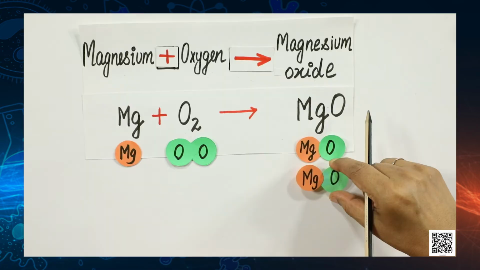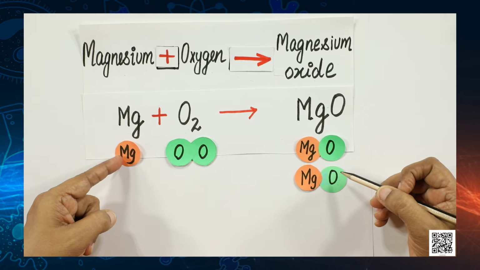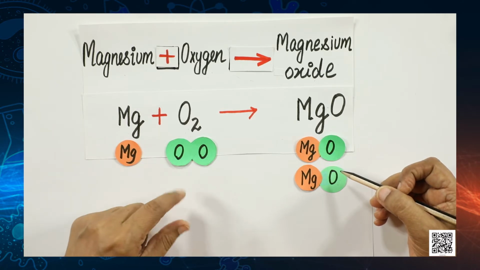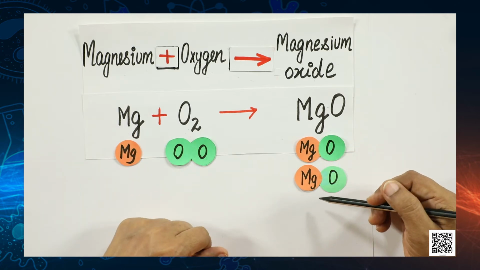So, are you ready? Okay. So, let me add another molecule of magnesium oxide. Now, young scientists, always remember, to balance the atoms, you cannot add another atom. You have to add a complete molecule like how I have shown here.